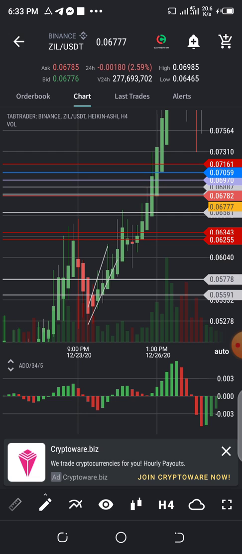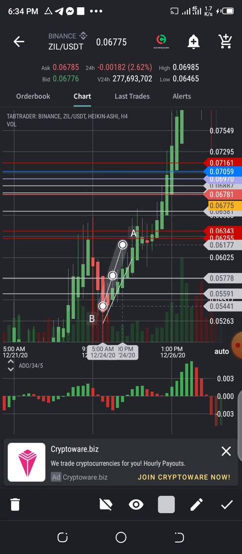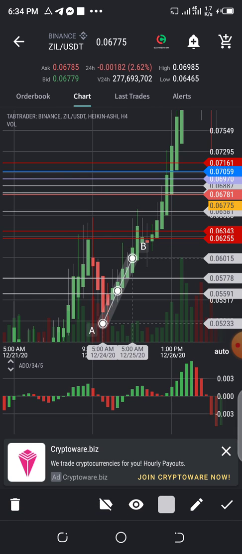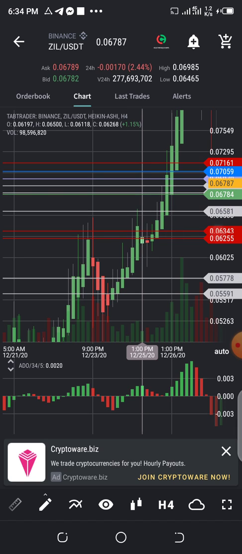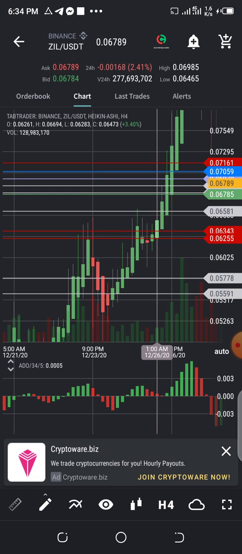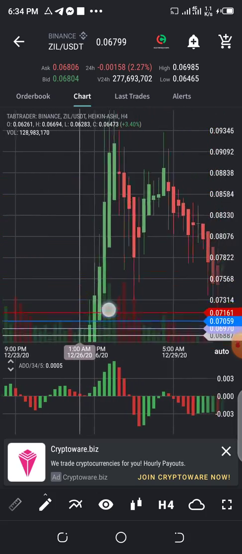Here they were. Now you can see they were resistance here. Can you see the support I drew here? Now here, these two red lines were what? They were resistance. But after the price, we have a double top here. After the price hits these two resistances very well, what happens? It broke out and we had another uptrend.